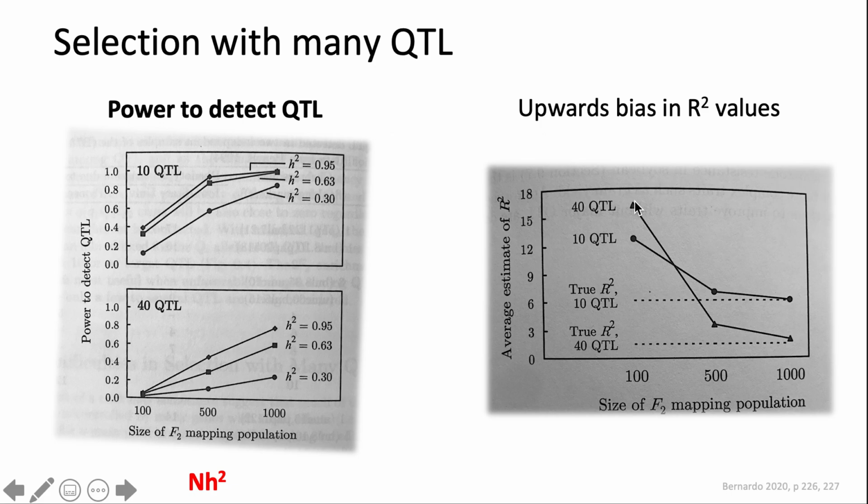So here again, with the same example of 40 and 10 QTLs, we can see that to identify the real R square, when we have 10 QTLs, we need a population size of 1,000, and it's the same for 40 QTLs. So when we are working with small populations, we have a worse bias in estimating the R squares.